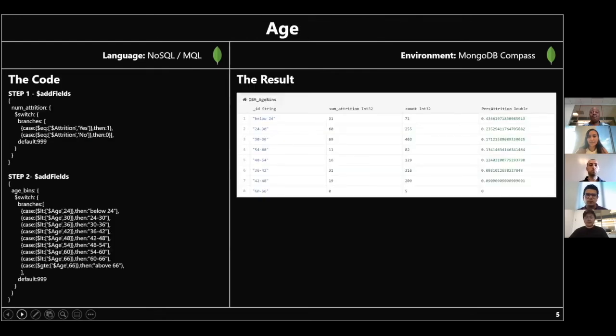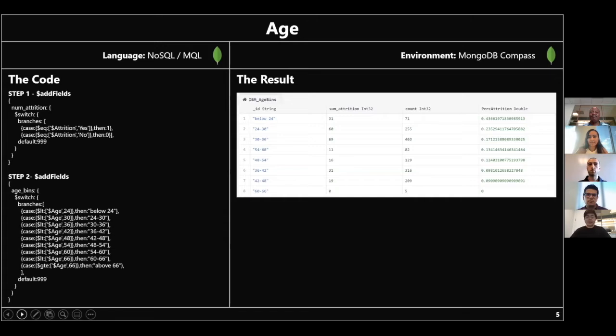Well, we created the bins for the age variable in MongoDB with a width of 6 years, and we found that the people below the age of 30 have an attrition rate of 28%, whereas the people above the age of 30 years have an attrition rate of 13%. Therefore, we can infer that the people below 30 years of age have 2 times the attrition rate compared to the people above the age of 30.